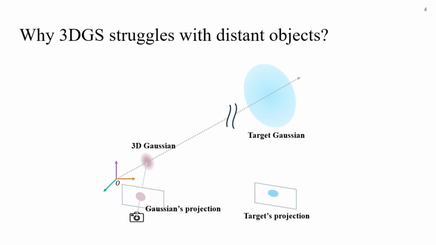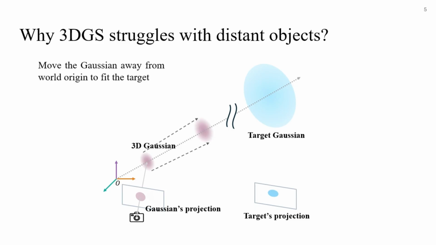Why does 3D.GS struggle with distant objects? Consider that we are reconstructing a target Gaussian that is far from the camera and large in 3D space, and we are starting with a 3D Gaussian that is much closer to the origin. To match the distant target, we move the Gaussian away from the origin and adjust its scale to keep it visible at the same time.